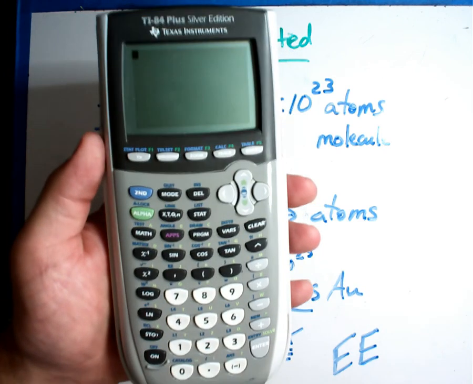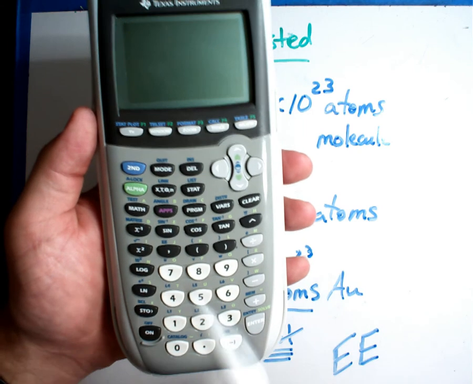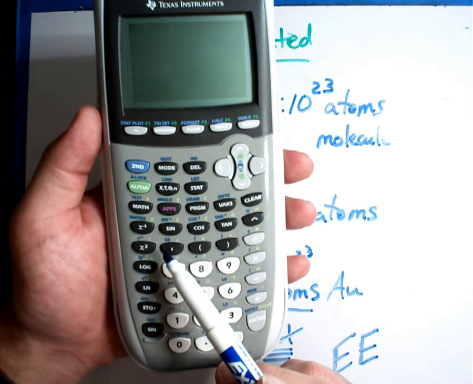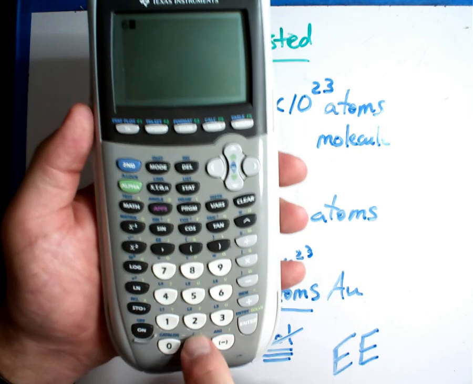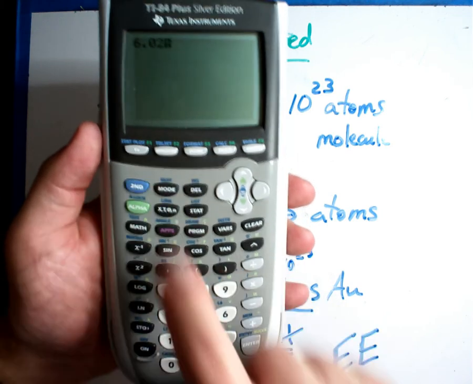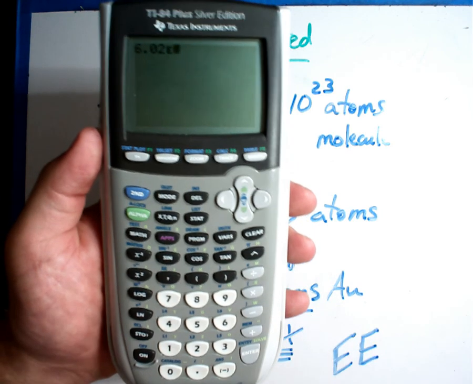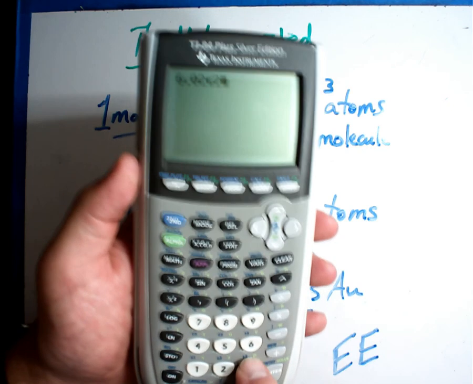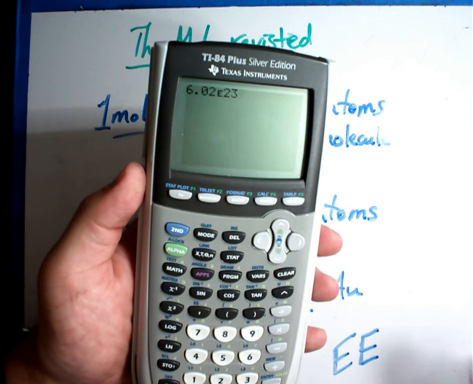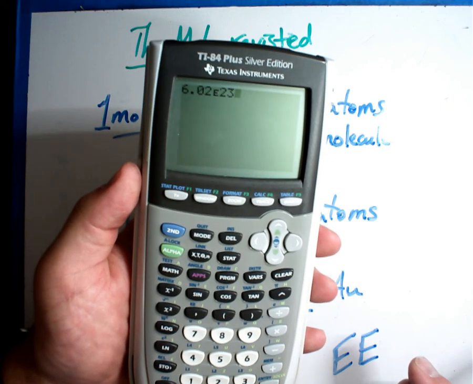You're going to use the same key, except it's not on the key, it is actually above the key, right there. So you put 6.02, second key, EE, it prints an E, and then the 23rd power. And so you can see that it's on the screen, ready to be used.